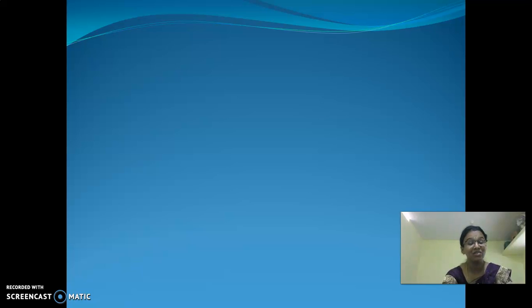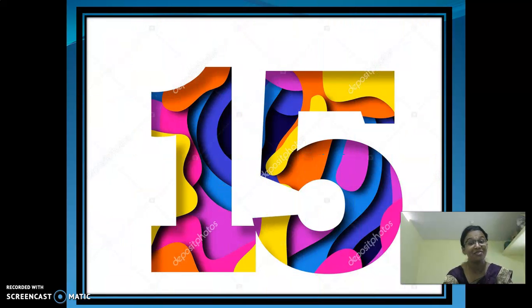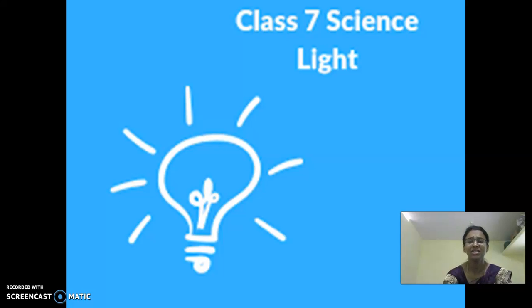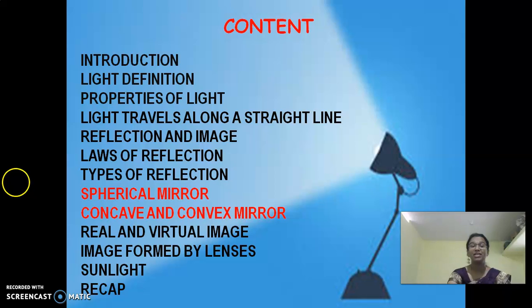Now back to our class. What is the chapter which we are going to see now? It is chapter 15, the light lesson. These are the topics we discussed in the previous session: introduction of light, definition, properties of light, light travels along a straight line, reflection. What is meant by reflection? What is meant by image? Laws of reflection, types of reflection.